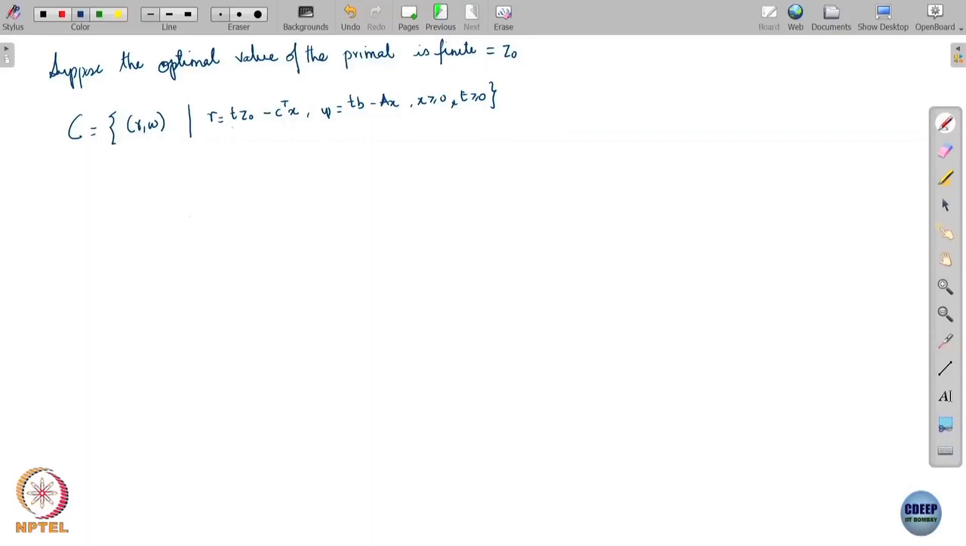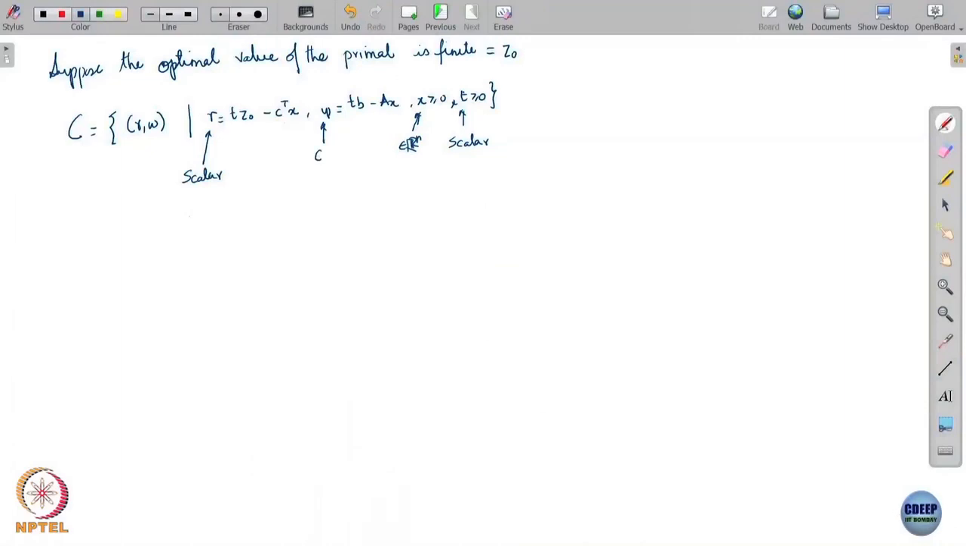So, here t is a scalar. x is a vector in the original space. So, x is a vector in R^n. So, r, therefore, is a scalar. What about w? What is the dimension of w? The length of w is as many as the rows of A, right? So, w is in R^m. So, C itself is a subset of R^(m+1). Now let us ask what kind of a set C is.